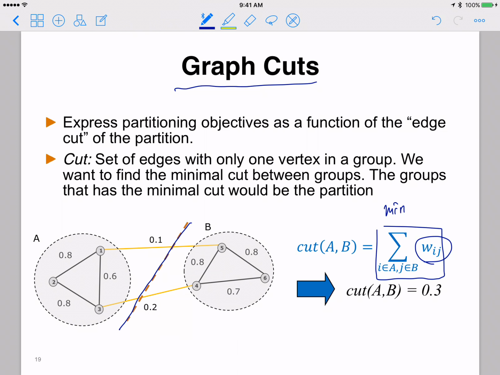So suppose those edges crossing the boundary were in total 0.7. Okay, so this is a kind of absolute summation. But when looking from this group, suppose the edges inside this same group, the total sum of edges was maybe 2.4. Or the total sum of the edges inside this group was maybe 0.5.